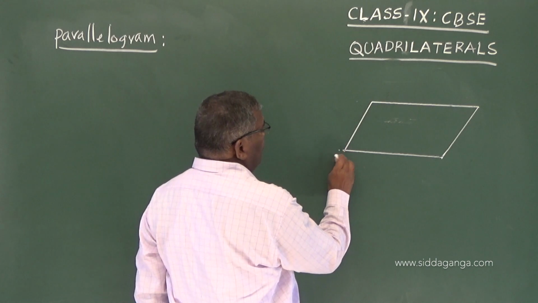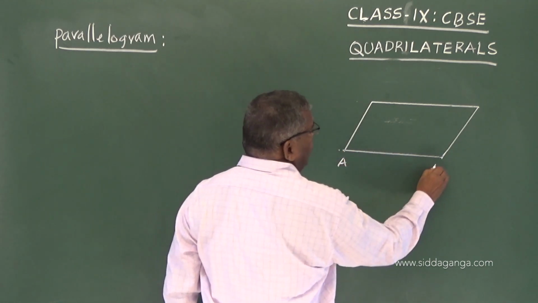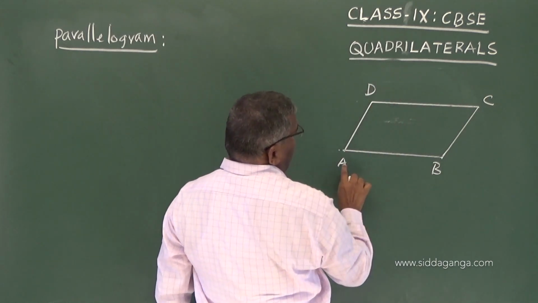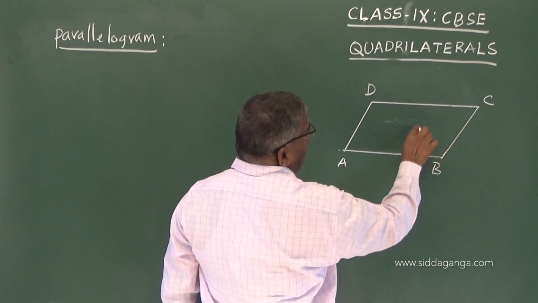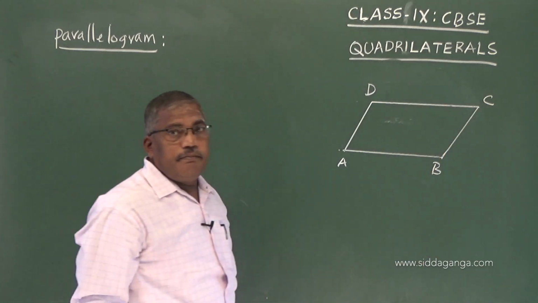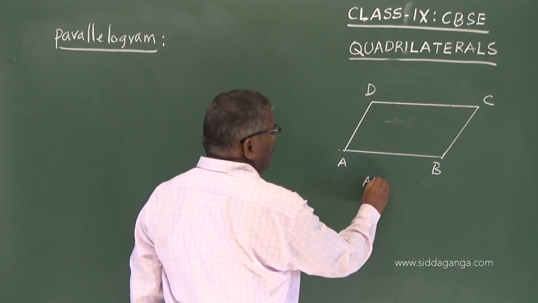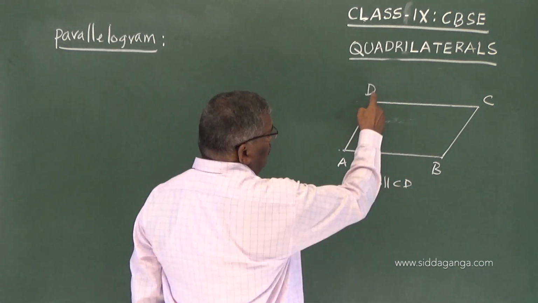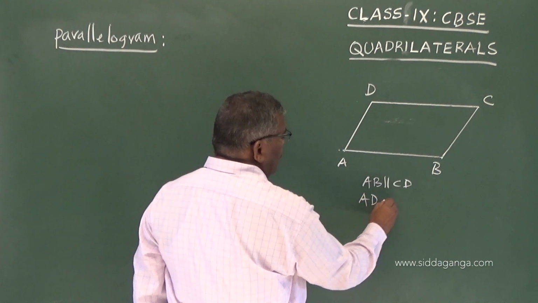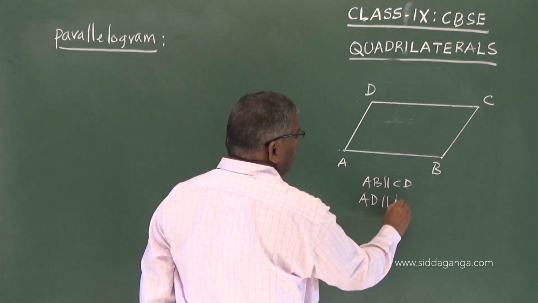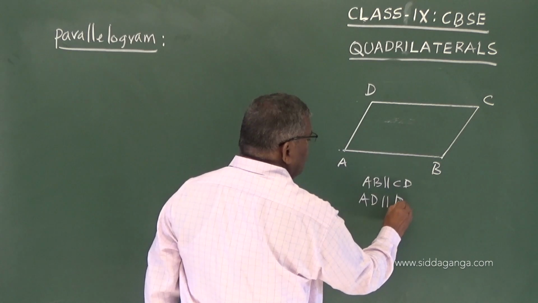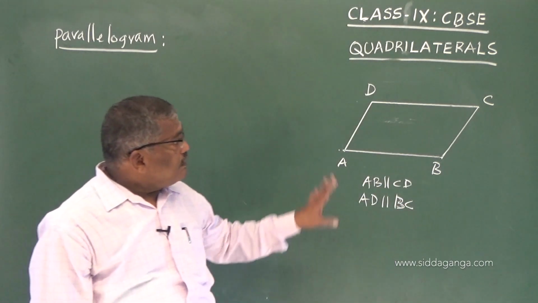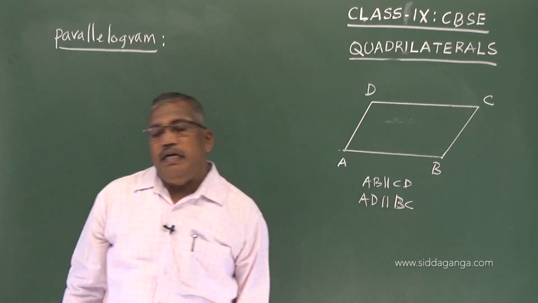So for that I will write the sketch first. So this is a parallelogram. The very basic characteristic of this is AB is parallel to CD, and also AD parallel to BC. So both pairs of opposite sides are parallel.